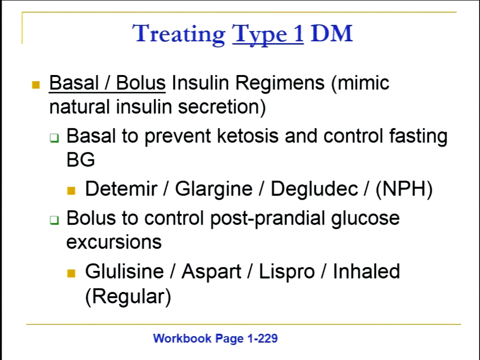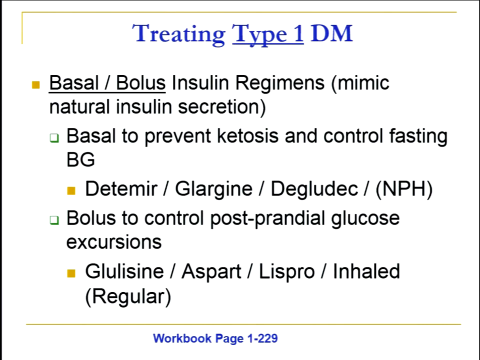Basal insulin, again, is there to prevent ketosis and help control fasting sugars. You can use the long-acting insulins if you're not on a pump for type 1 diabetes, so detemir, degludec, and glargine are usually the agents of choice. I put NPH in parentheses here because you can use it. It's just not as physiologic as the other insulins.